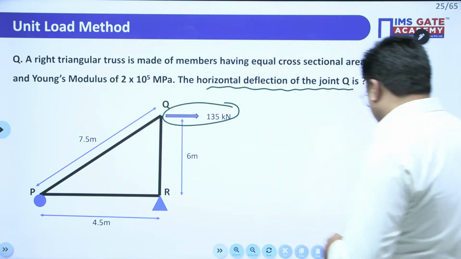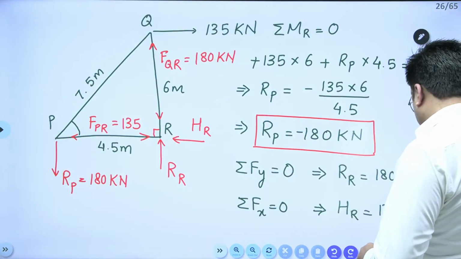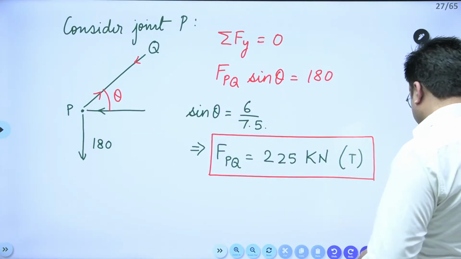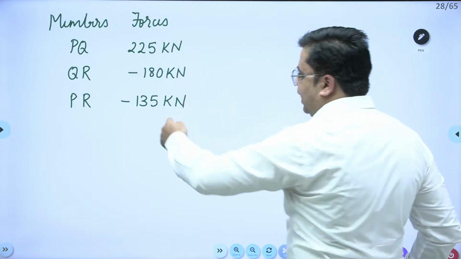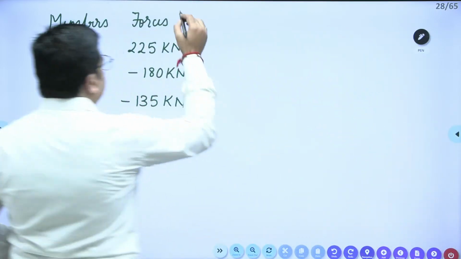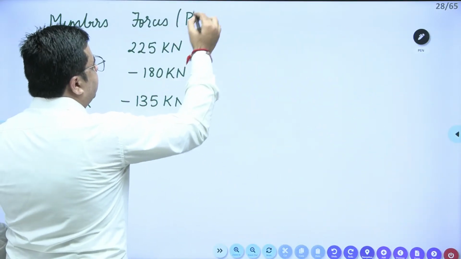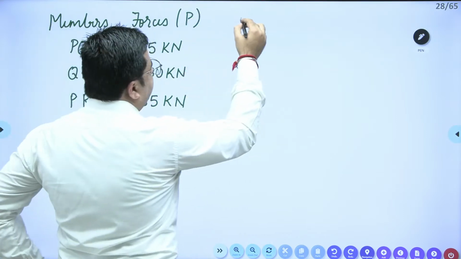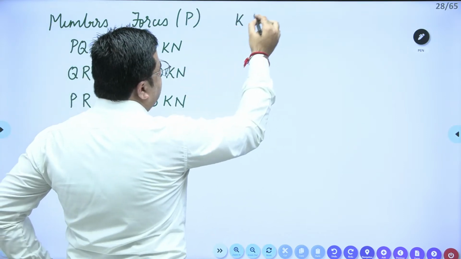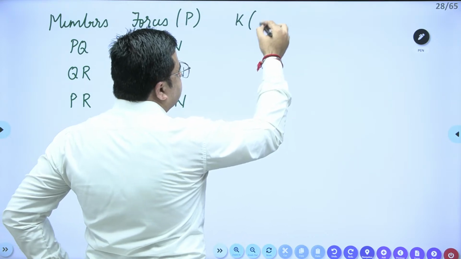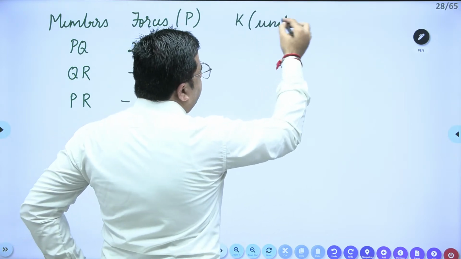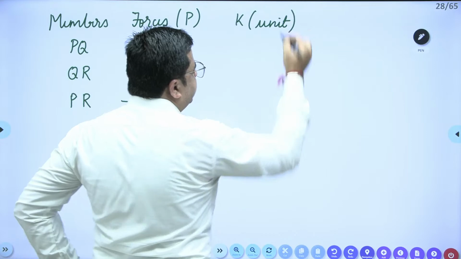Right now, whatever member forces we have calculated are nothing but the P values. Now we would like to calculate the K values, and K values are nothing but the member forces due to unit load.